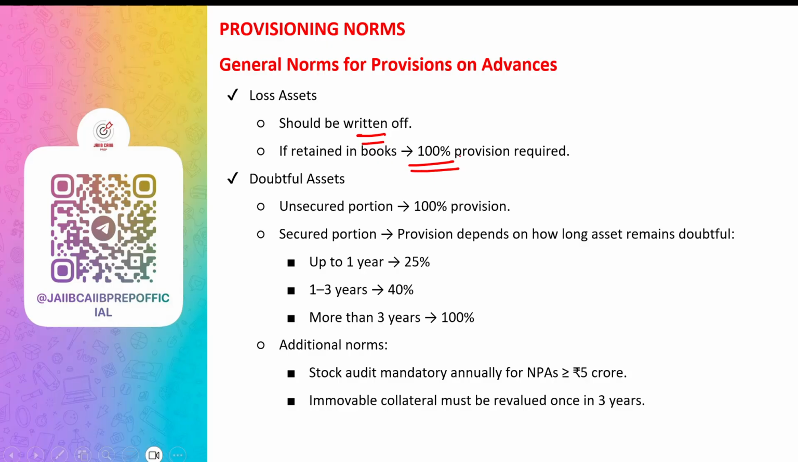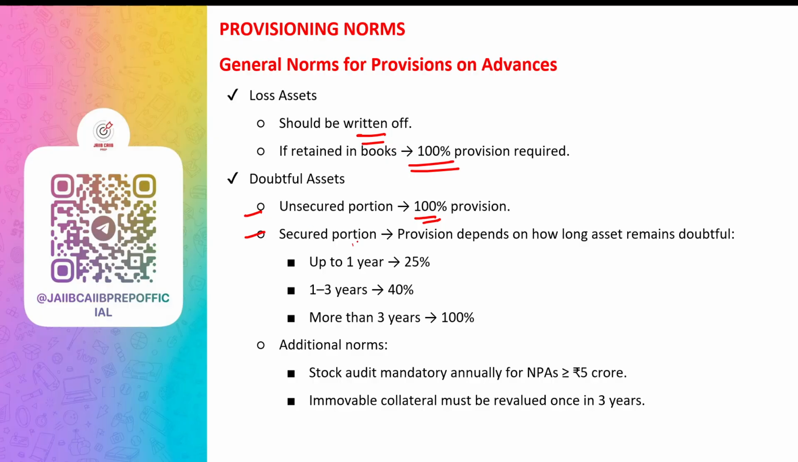Doubtful assets. An asset becomes doubtful if it remains in the substandard category for 12 months, right? The provisioning depends on whether there is a secured portion or not. If it is unsecured, then for the unsecured portion, 100% provision must be made, meaning to say there is no realizable security. And if there is a secured portion, provisions vary depending on how long the asset has remained doubtful.